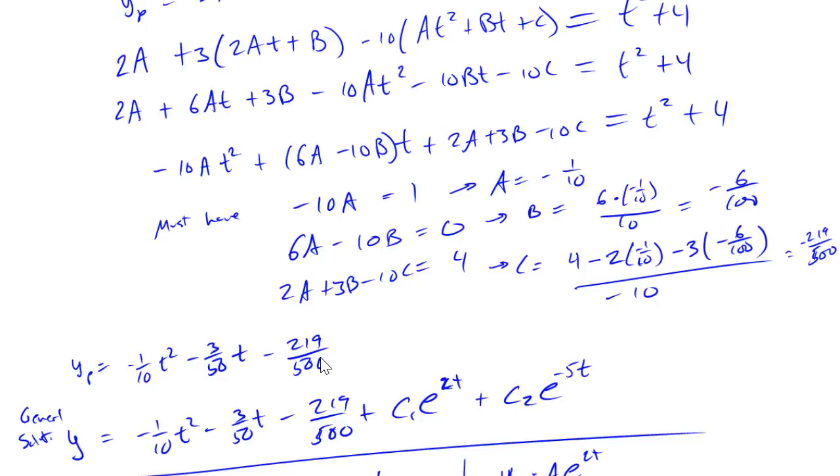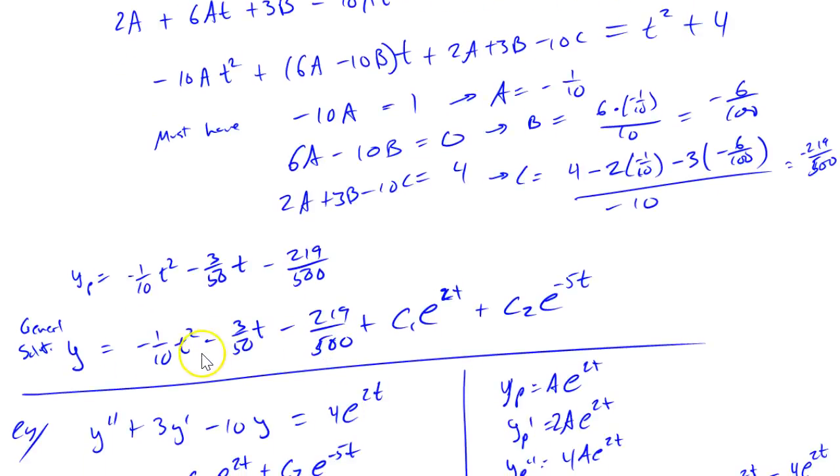So the general solution for all of the solutions to the non-homogeneous equation will look like this. They look like this particular solution plus the general solution for the homogeneous equation.